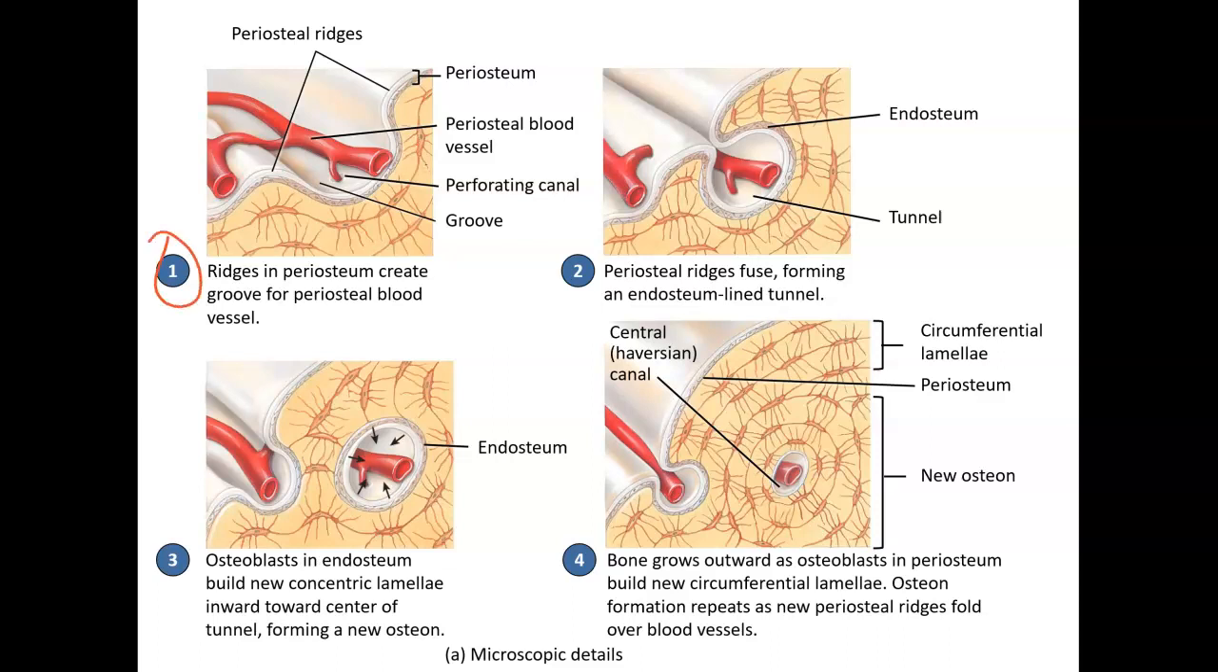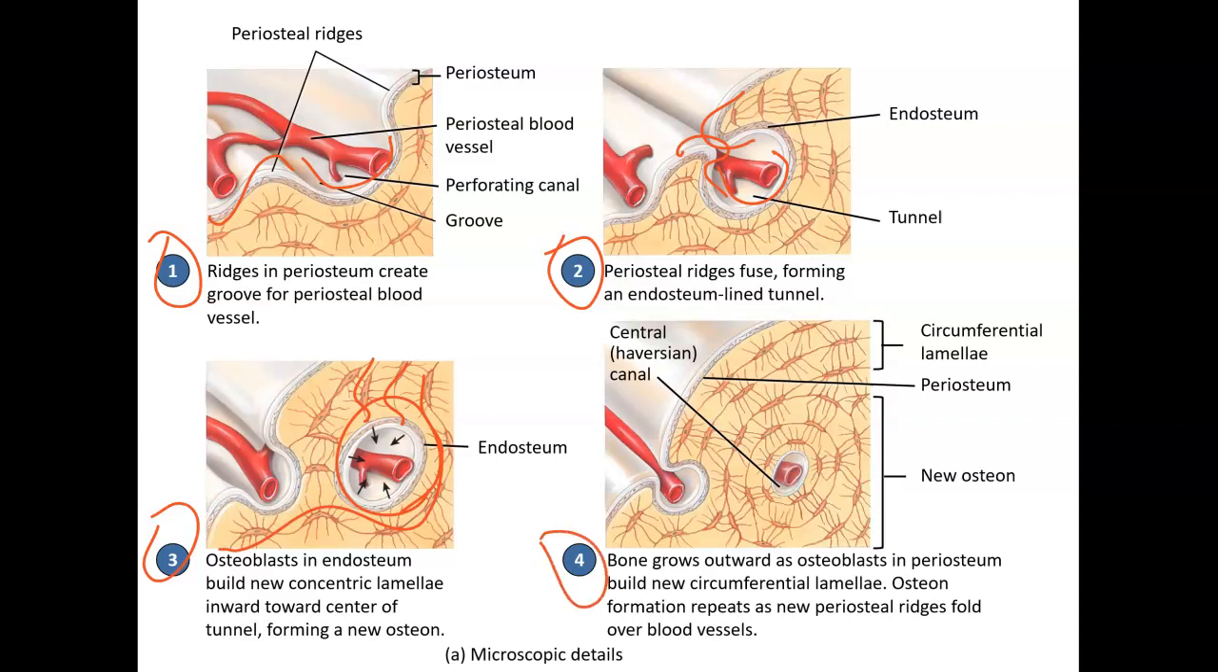Starting out with the first one, you're going to see the ridges in the periosteum create grooves for the periosteal blood vessels. And so we see this grooving here. Next, you see the periosteal ridges starting to fuse together. So we had a groove, and now they're fusing together and coming together there. Next, those osteoblasts in the endosteum are going to build new concentric lamellae, and those are going to be inward towards the center tunnel, forming a new osteon. And so we see that forming here. We see those lamellae coming through here.